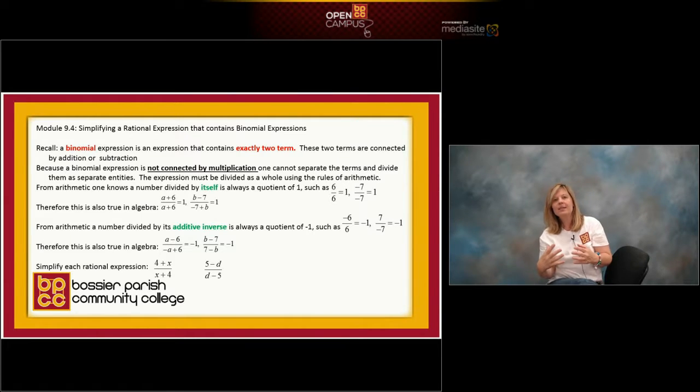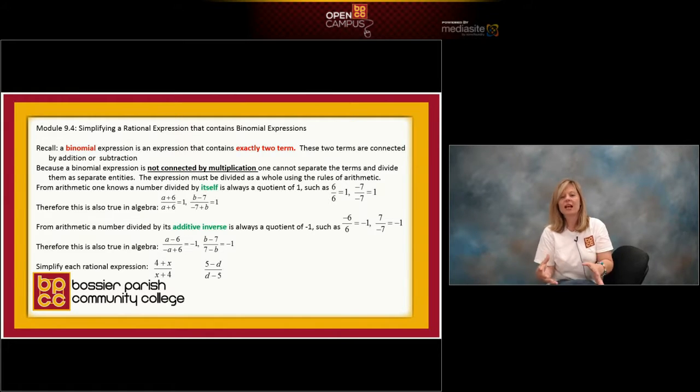Now, what happens if your terms are additive inverses? For example, think about arithmetic. What is the additive inverse of 6? That's right, it's negative 6. Well, when you take 6 and divide it by negative 6, you get negative 1. What is the additive inverse of negative 7? Very good. It's positive 7. What happens when you divide a negative 7 by a positive 7? That's right, you get negative 1. So now we have another rule from arithmetic. When you divide terms that are additive inverses, opposites of each other, the quotient is always going to be negative 1.